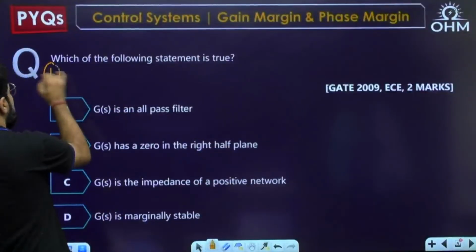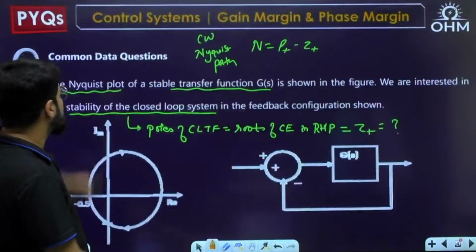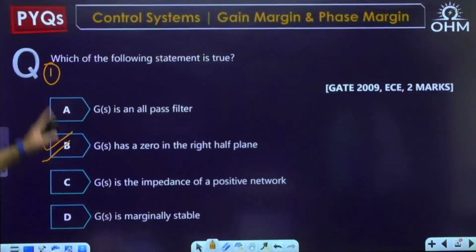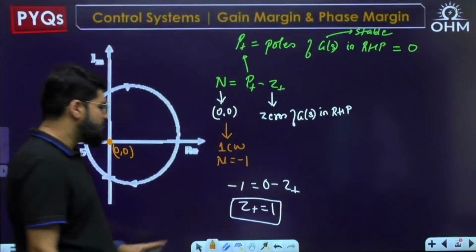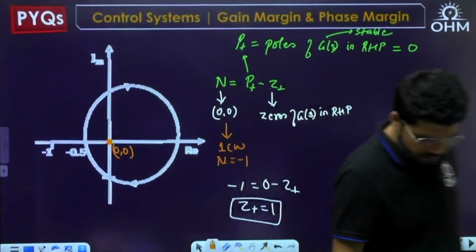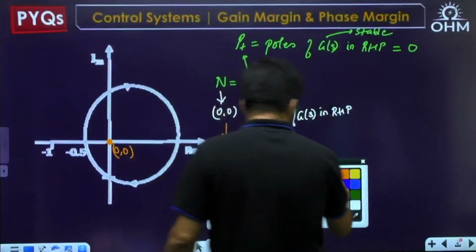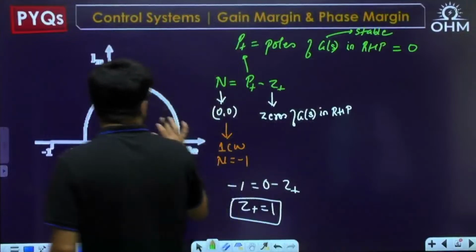This is the first question, and there are two questions. As I told you, these are common data questions. Two questions are there on the same data. So first, GS has a zero in the right half plane, z plus equal to 1. My first question is solved.